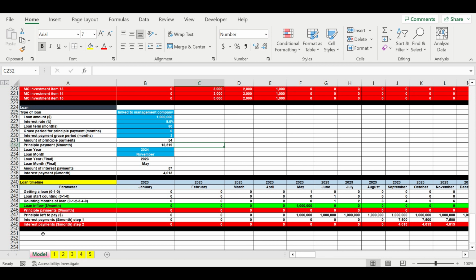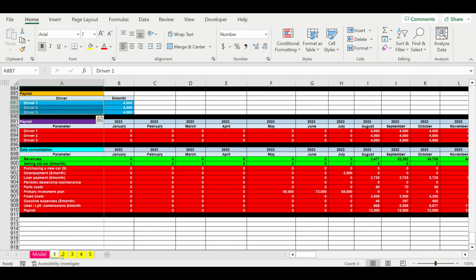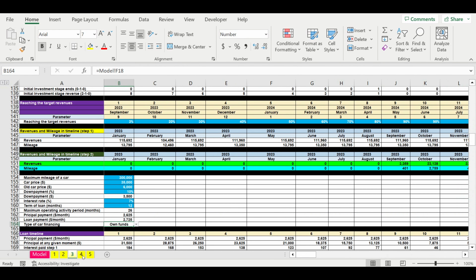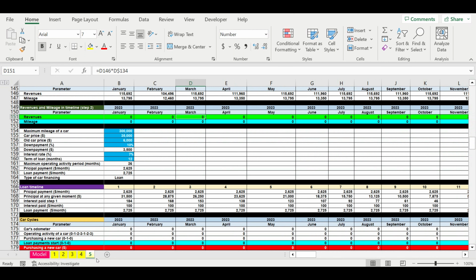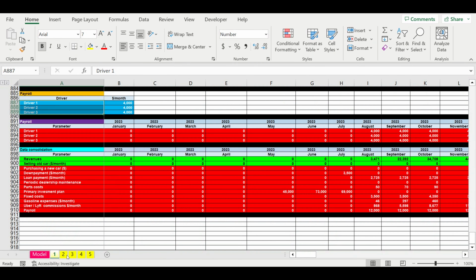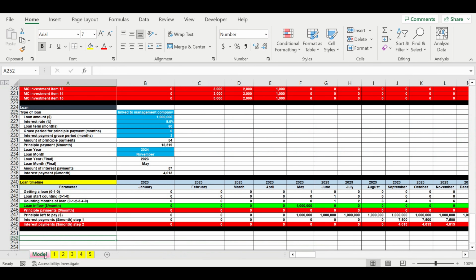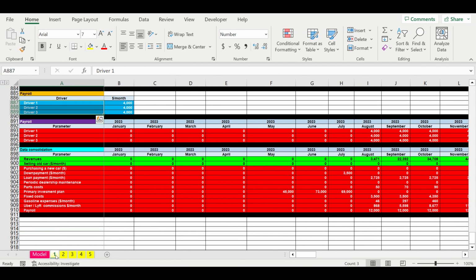So first of all, let's see what we did before. For example, we have 5 cars in our fleet, so we can just copy these cells and create 10, 15, 20. I created just 5. So these are our cars in our fleet. This is the tab where all inflows and outflows from these cars are gathered.